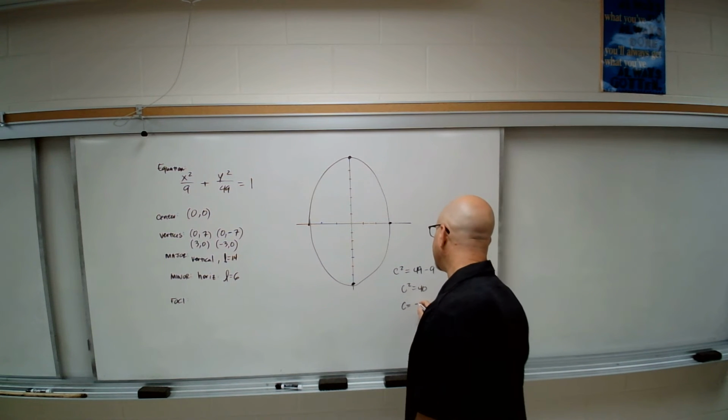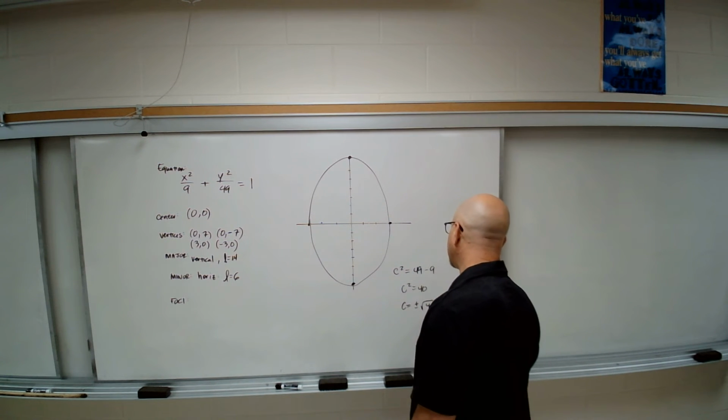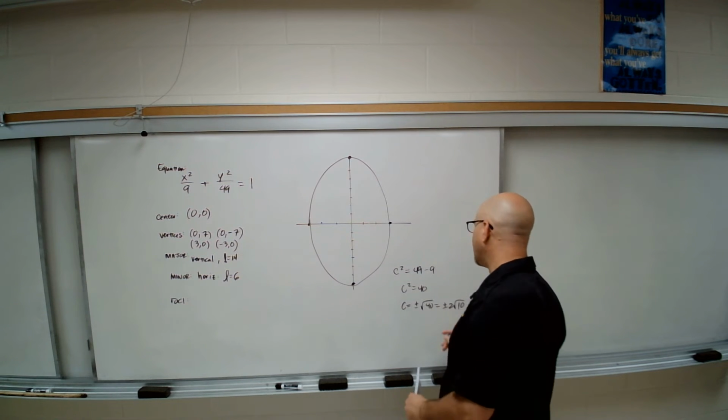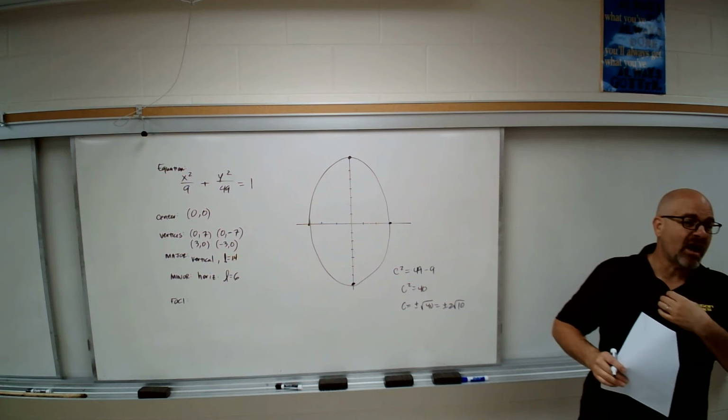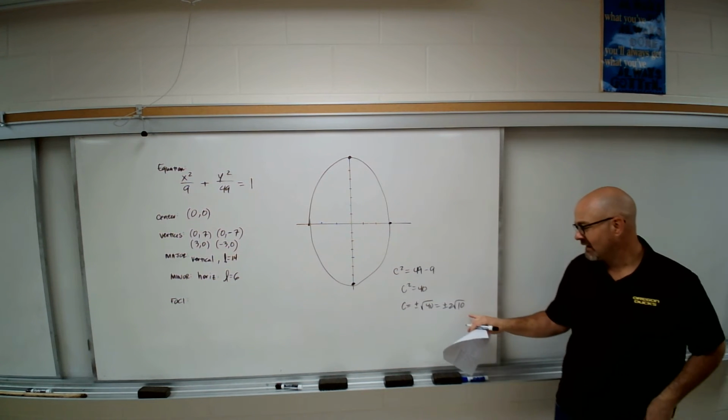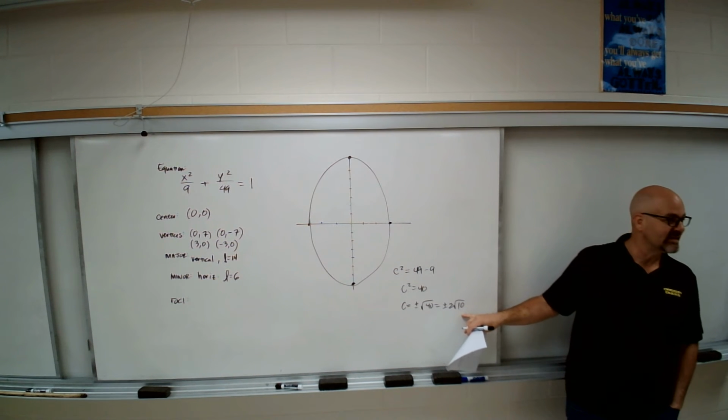Square root c is plus or minus radical 40, which is plus or minus 2 radical 10, which, now we just need to approximate that on the graph. It's kind of hard, especially to see. 2 radical 10 is the nice number when you rationalize it.